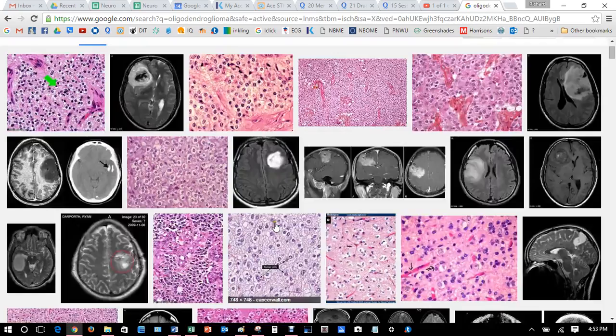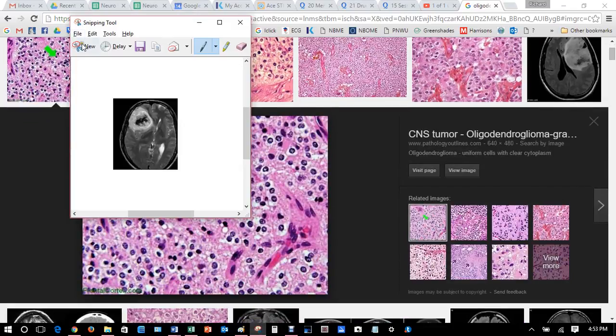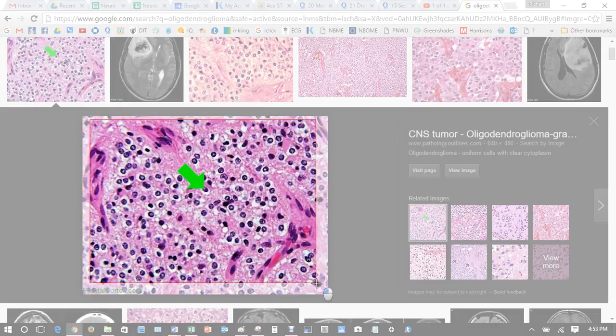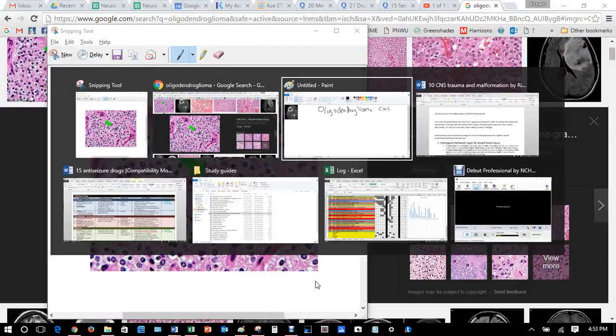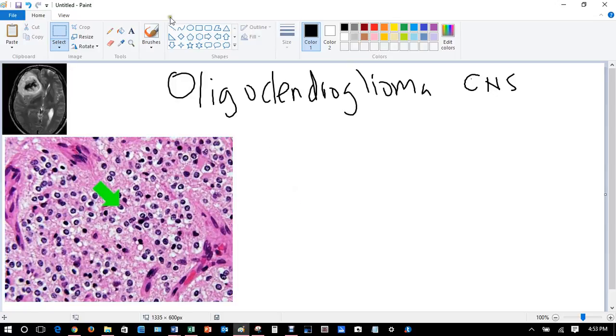There are a lot of good pictures here of these guys. One thing my teacher said that was a nice way to identify these is how she differentiates them from an astrocytoma: the nuclei of these cells are round. Look at all these nuclei, they're all round. Round looks like an O, O looks like oligo, oligodendroglioma. So that's a good way to recognize it.